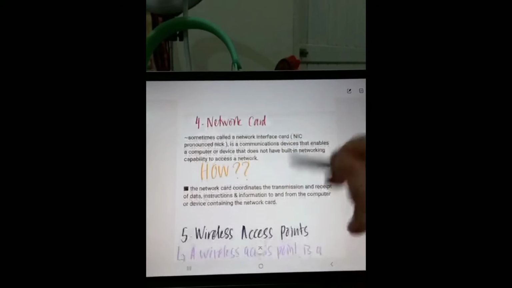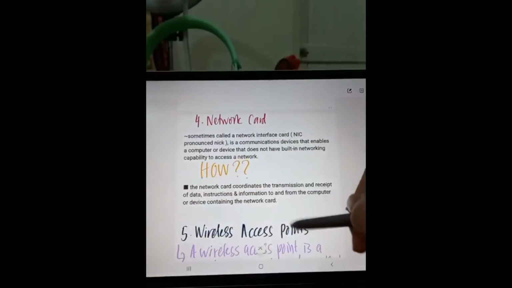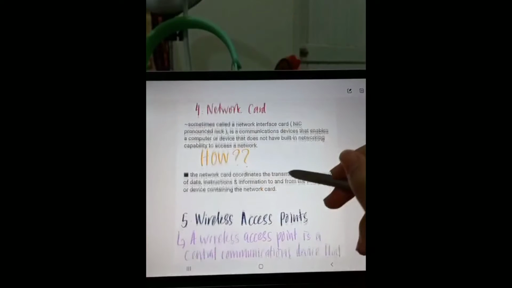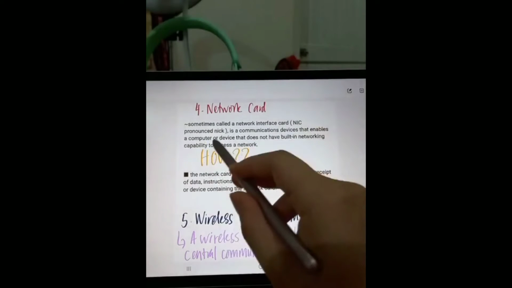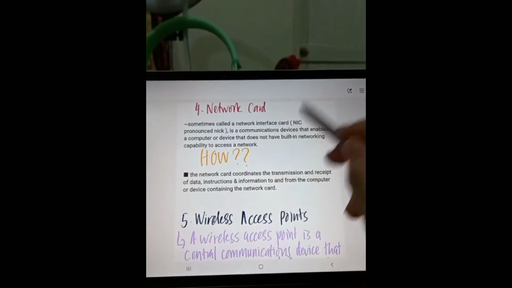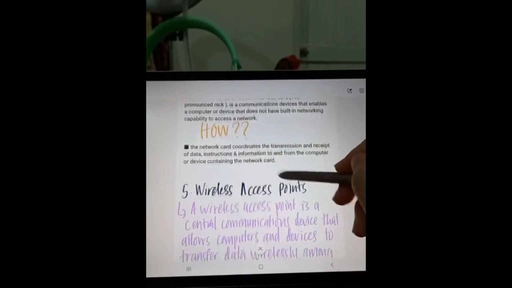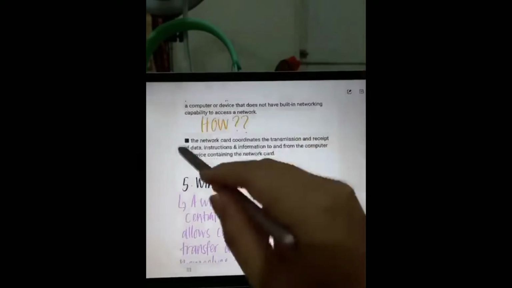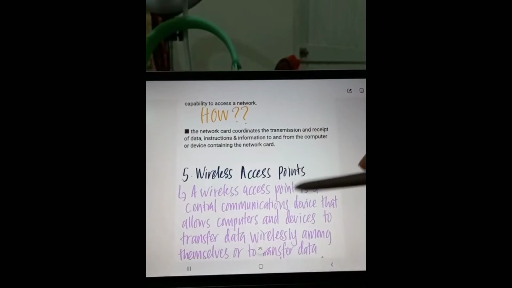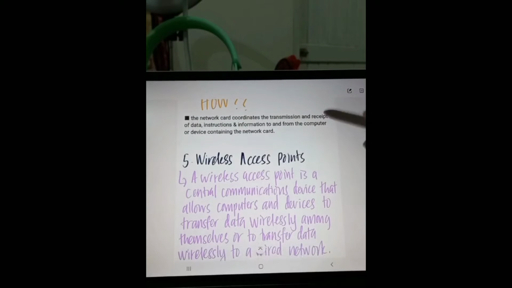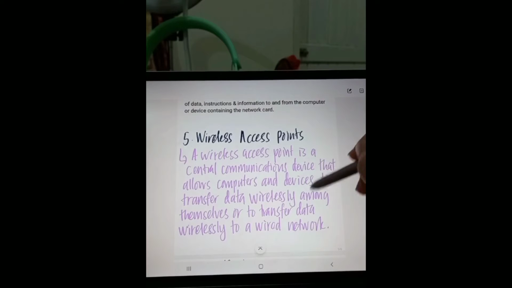Moving on to the network card, sometimes called a network interface card, NIC, pronounced "nick". It is a communication device that enables a computer or device that does not have built-in networking capability to access a network. How does that happen? The network card coordinates the transmission and receipt of data, instructions, and information to and from the computer or device containing the network card.